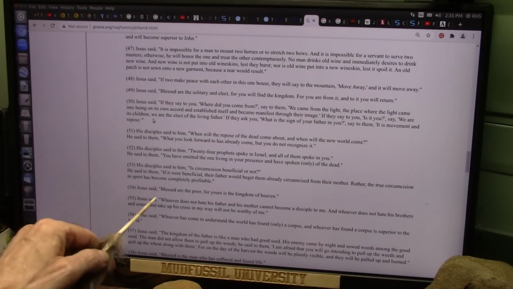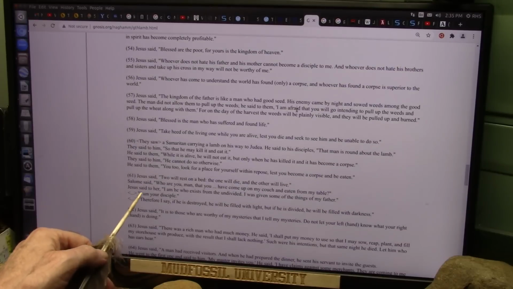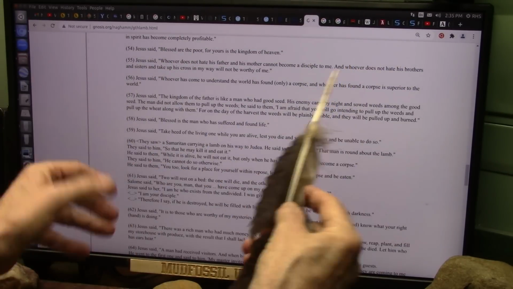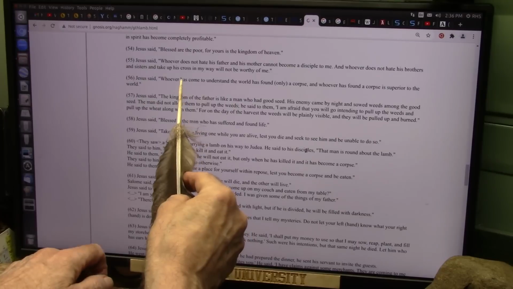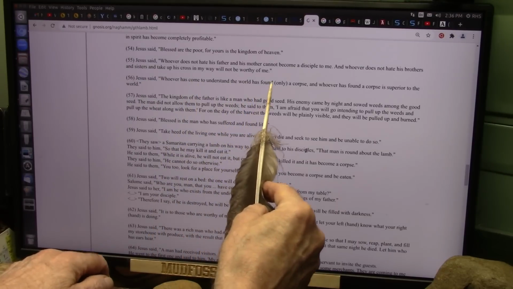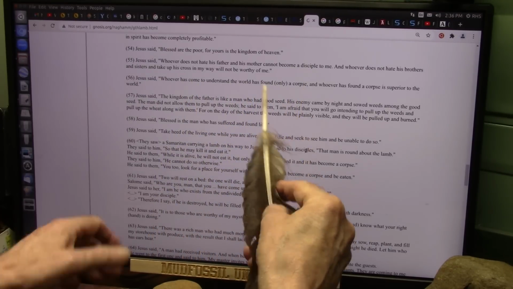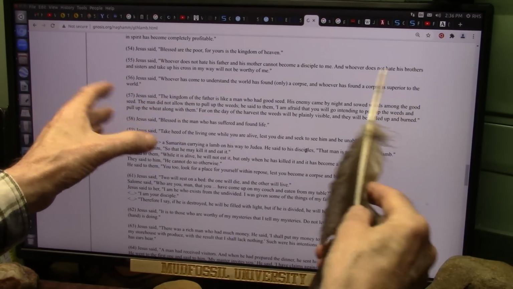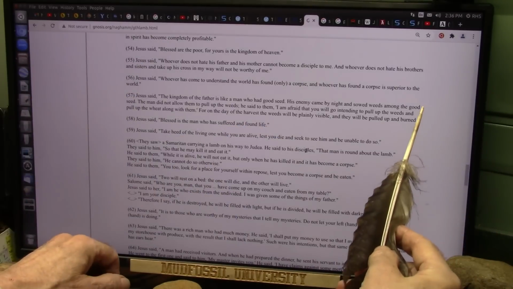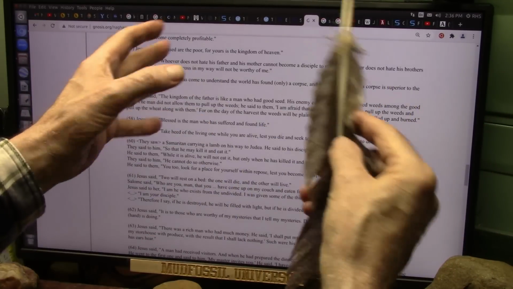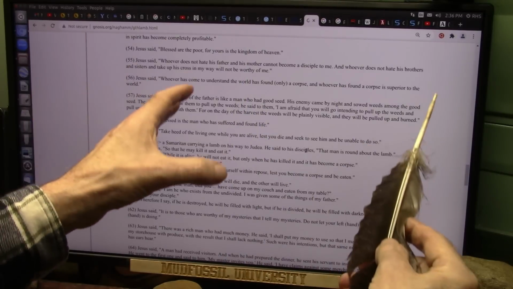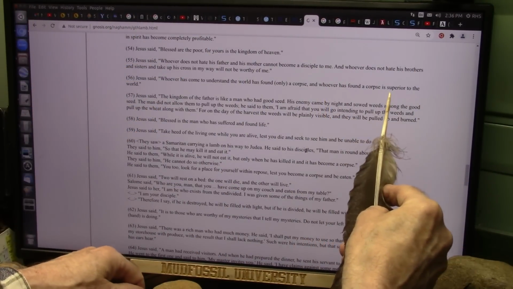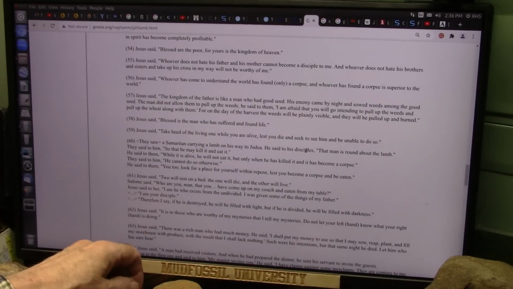Now listen to this one. This is 56. So first of all, I do the dipole electron flood theory. Now I do the mud fossil. Jesus said, whoever has come to understand the world has found only a corpse. That's what I'm saying. Honestly, I can't find anything that wasn't alive. There's nothing that was not alive on this earth that I can find. Everything was either eroded from something that was living or is a part of something that was living. He says, whoever has found a corpse is superior to the world. Well, I'll take that.